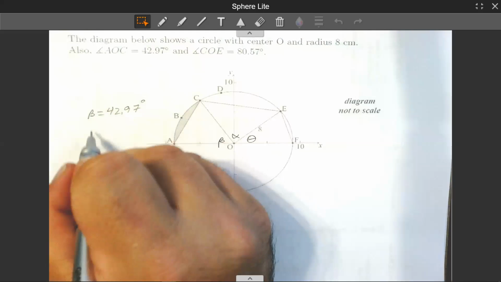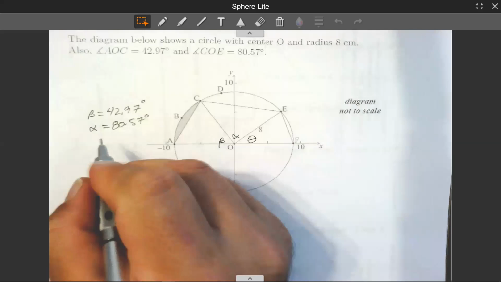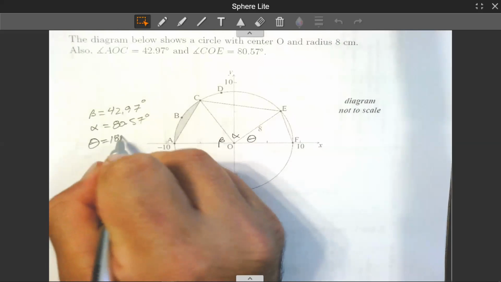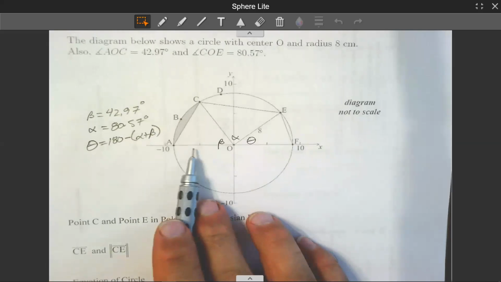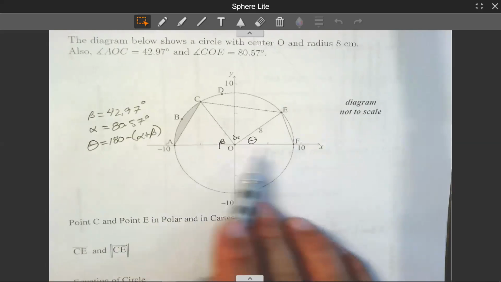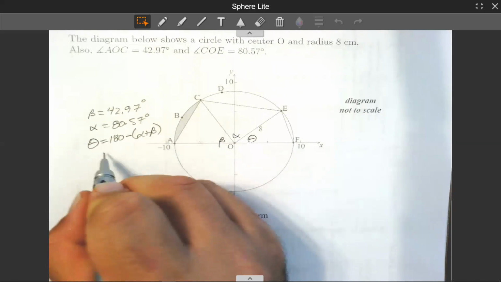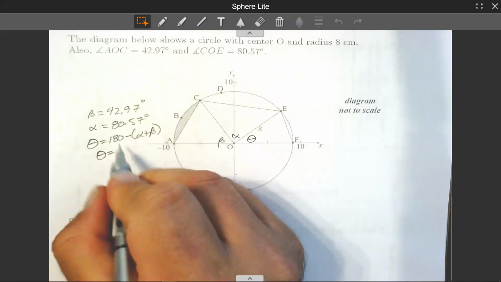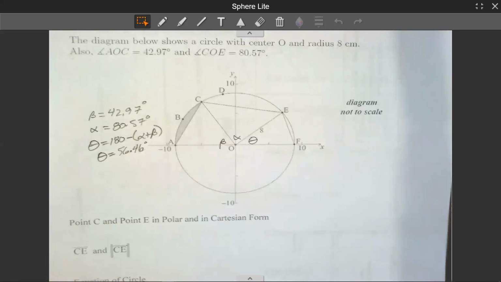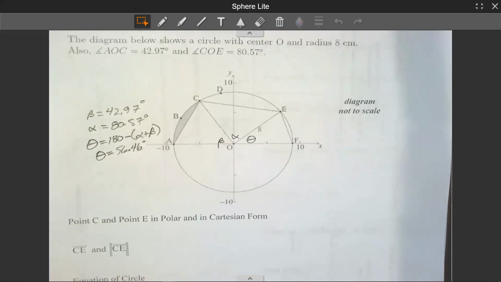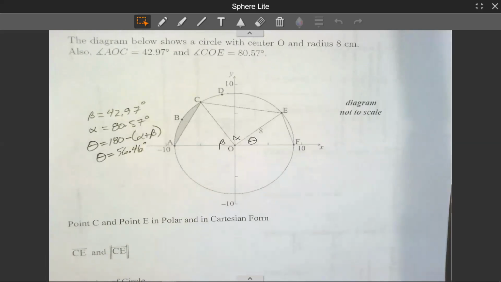COE is 80.57 degrees. And I know that theta is going to be 180 minus alpha plus beta because they form a straight line. I know that the sum of those three has to be 180 degrees. So if I do that mathematics, theta would be equal to 56.46 degrees. Okay, so we know the radius is 8. That's already labeled, so that's pretty standard.